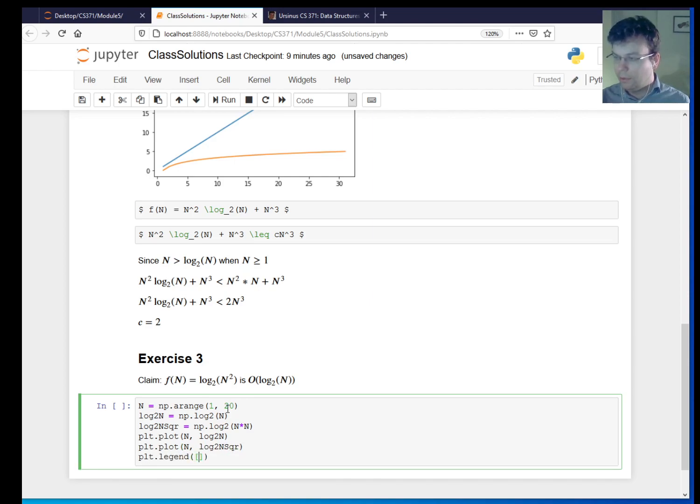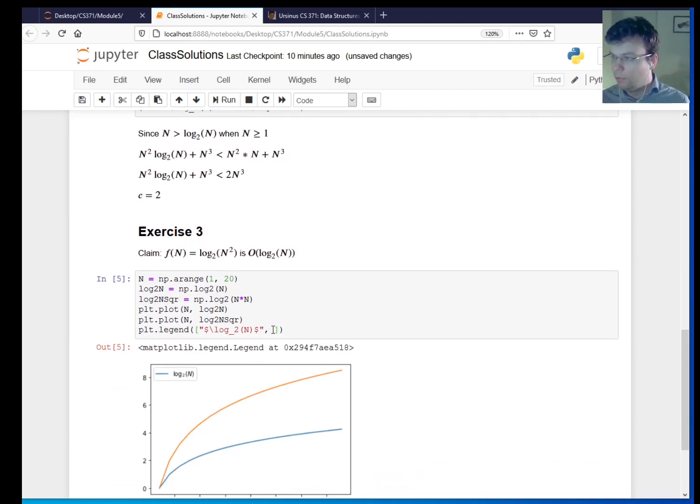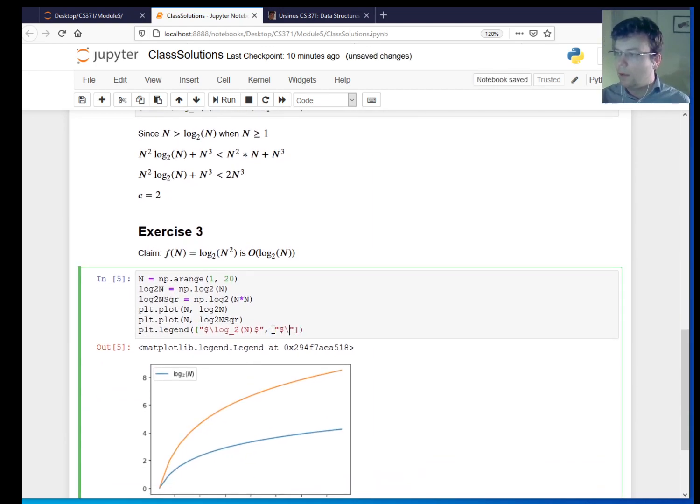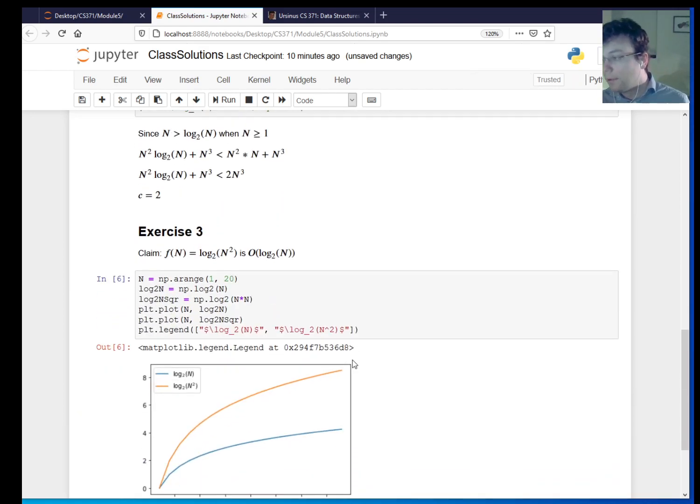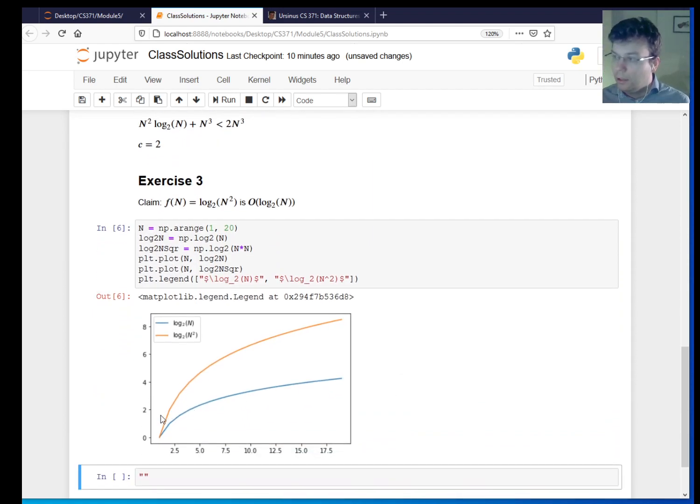Okay, so this is the first one. We're going to do just the regular log base 2 of n. The second one we're going to do is log base 2 of n squared. Okay, so what you notice is you can kind of see they have the same growth rate. It's just that log base 2 of n squared turns out to be double log base 2 of n.